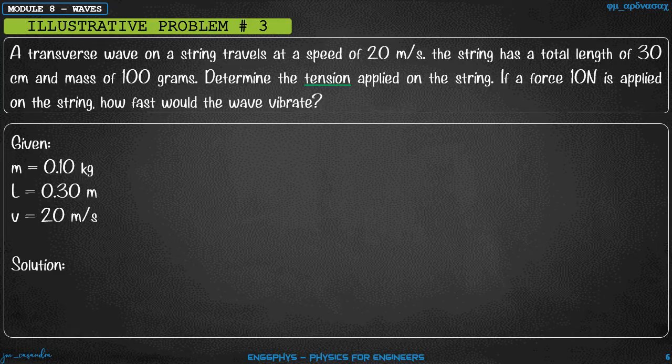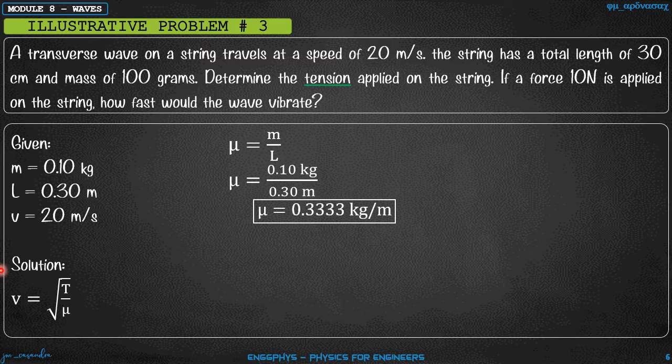For strings, we know that the speed is given by the square root of the tension divided by the mass, or linear mass density. We're given the speed, but we do not know our mu, or linear mass density. So what we will do is to solve first for our mu, which is computed as mass over length. We're given the mass and length, so direct substitution. So mu is equal to 0.1 divided by 0.3, or that's equal to 0.33 kilograms per meter.